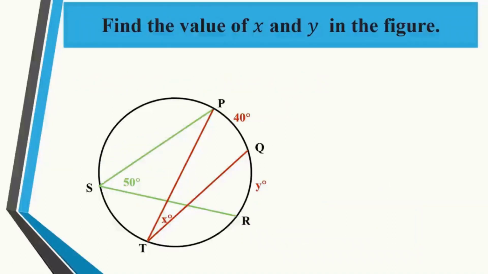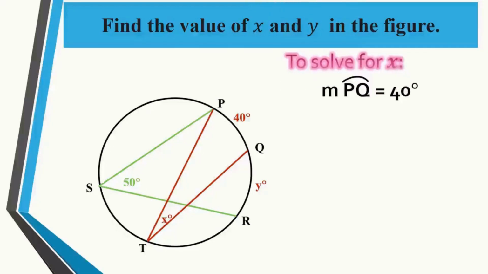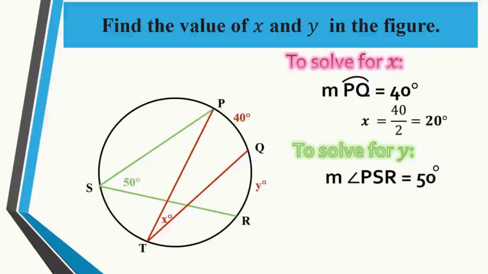Let's have another example. Find the value of x and y in the figure. Now, as you observe in our figure, there are two inscribed angles, angle PSR and angle PTQ. Now, let us solve for the value of x. Now, we know, given that the measure of arc PQ is 40 degrees, and that is the intercepted arc of angle x. Therefore, in solving for the value of x, we have to get the half of 40, which is 20 degrees. Now, let us solve for the value of y.